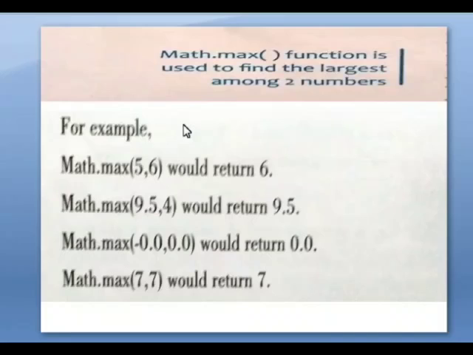The next one is Math.max. Max means to find the greatest number among the given numbers. The Math.max function is used to find the largest among two numbers. For example, Math.max of 5, 6. So 6 is the greatest number, so it will return the value 6. Math.max of 9.5, 4 will return the value 9.5. Math.max of 0.0, 0.0 returns 0.0. Math.max of 7, 7: the two values are equal, so it will take one value as the output.